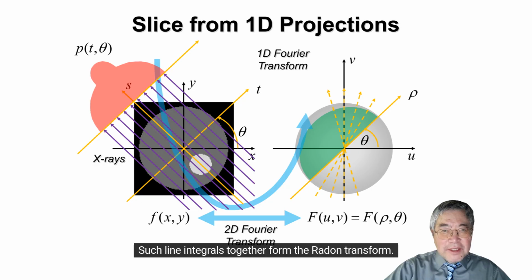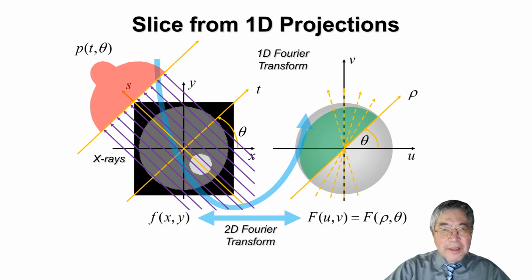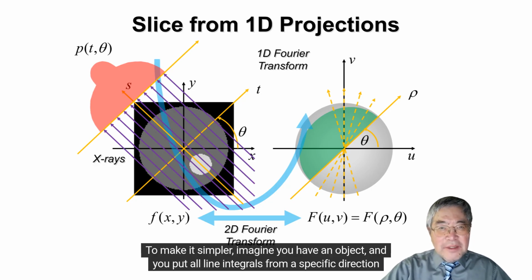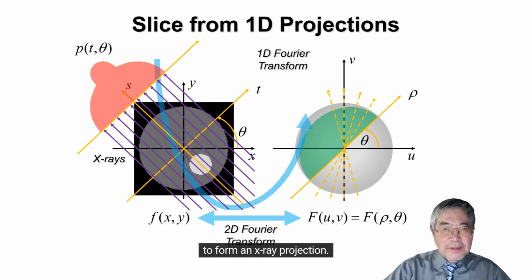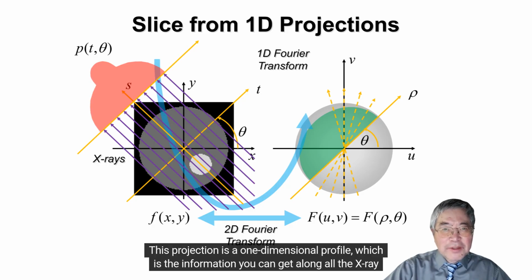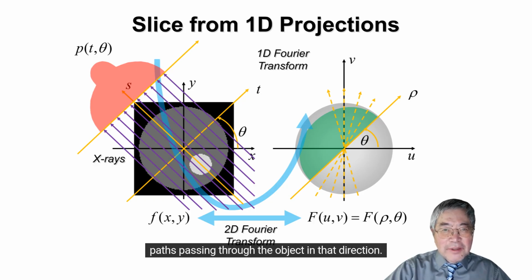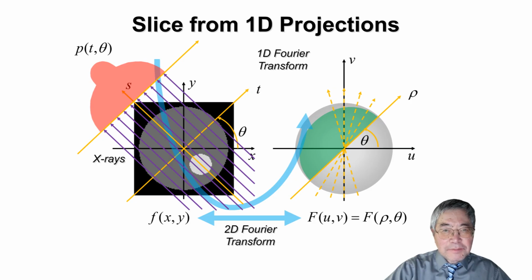Such line integrals together form the Radon transform. To make it simpler, imagine you have an object, and you put all line integrals from a specific direction to form an X-ray projection. This projection is a one-dimensional profile, which is the information you can get along all the X-ray paths passing through the object in that direction.